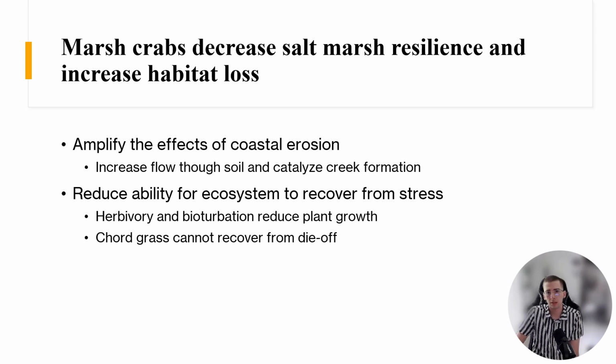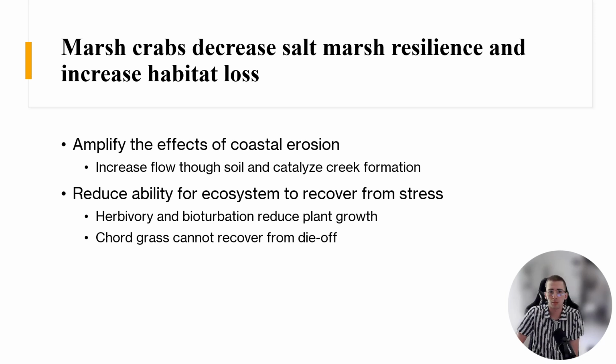The second study highlighted how increased crab presence reduces the ability of salt marshes to recover from different stressors, things like drought, hypersalinity, and hurricane storm surge. This is because marsh crabs primarily live and feed close to the edge of cordgrass die-off areas. Crabs are not able to regulate their own body temperature, so it is important for them to be able to forage in the shade, which is why they dwell so close to the die-off line of cordgrasses.